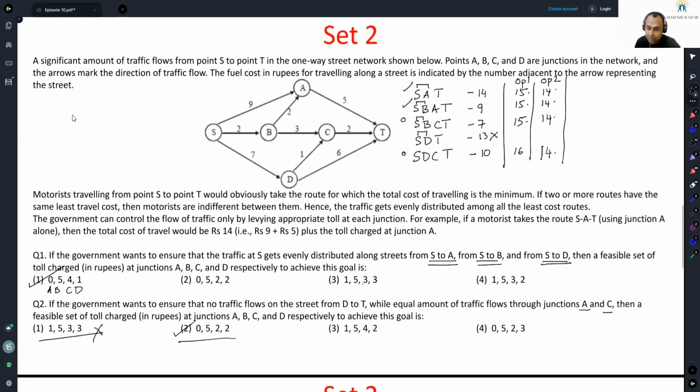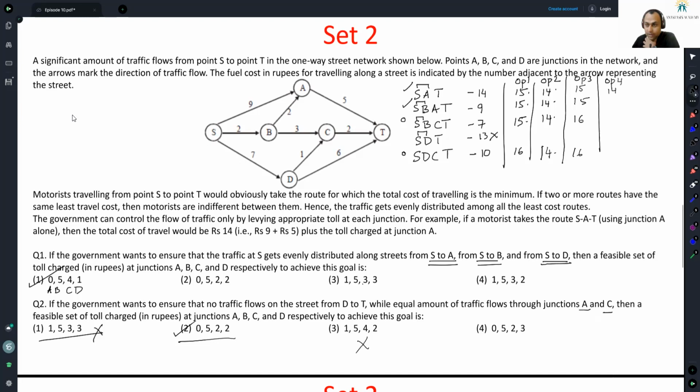For peace of mind, I will also check option 3 and option 4. Let us go. Option 3 gives me 15. This is also 15. Next is SBCT, 9 more. This gives me 16. And last is 6 more. This is also 16. All the traffic will flow through it. This is not ideal. Let us look at option 4.